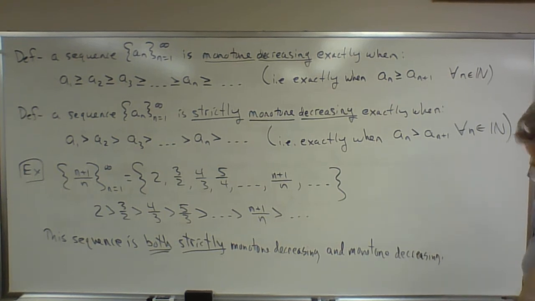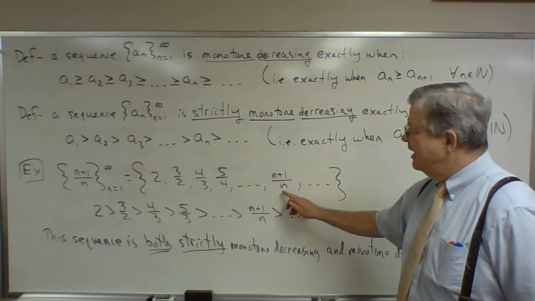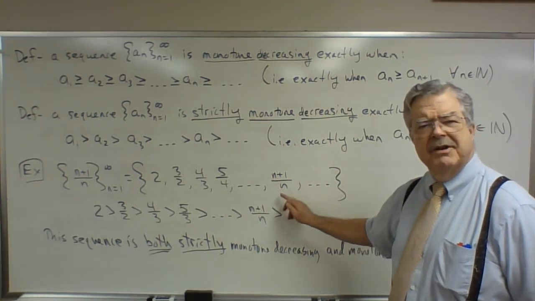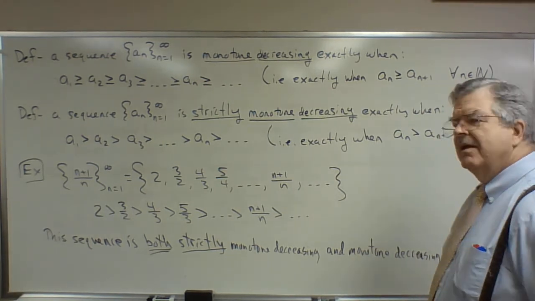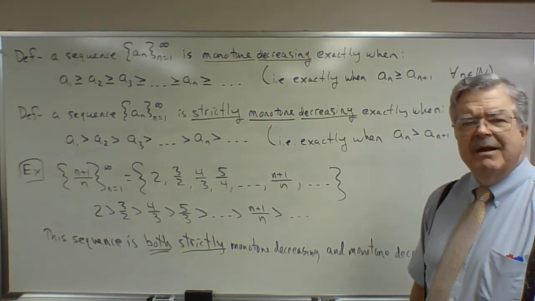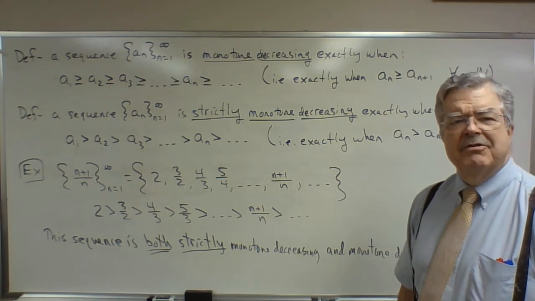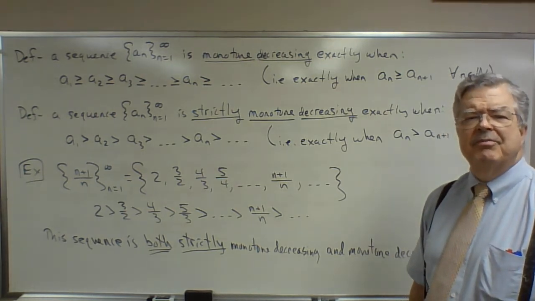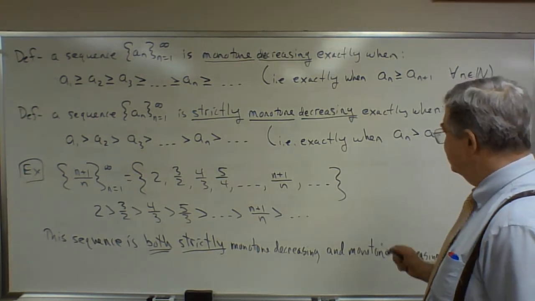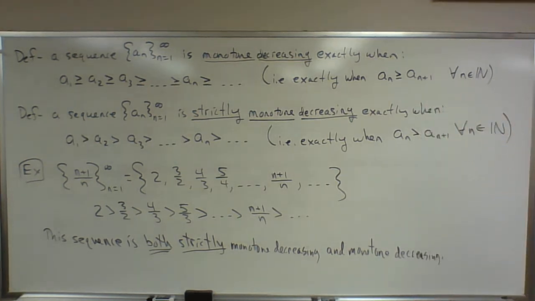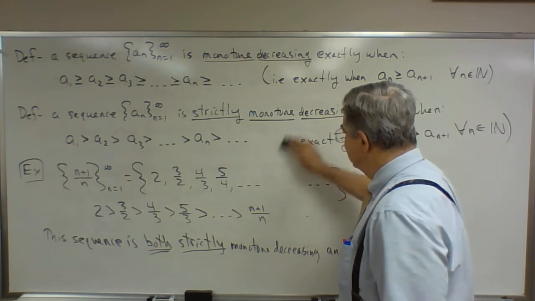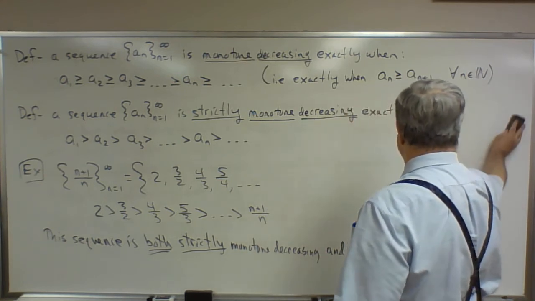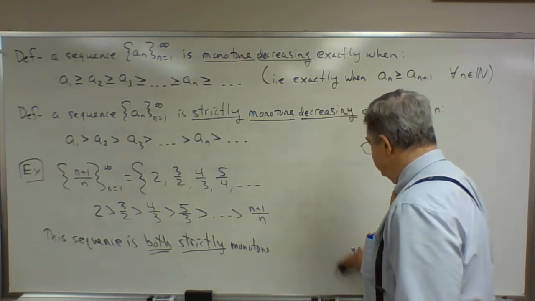Now let's see. I guess this is obvious that it's decreasing, right? To show that, we just have to show that each term is larger than its predecessor. It's obvious. I don't think I should have to show it, but if I did, I guess my logic would be this.